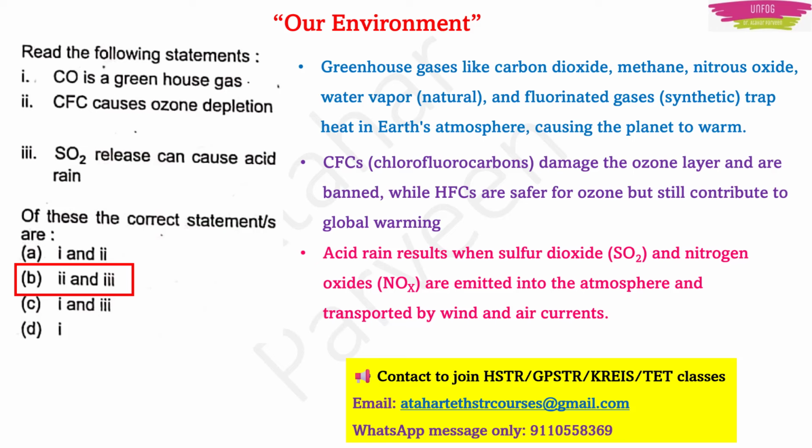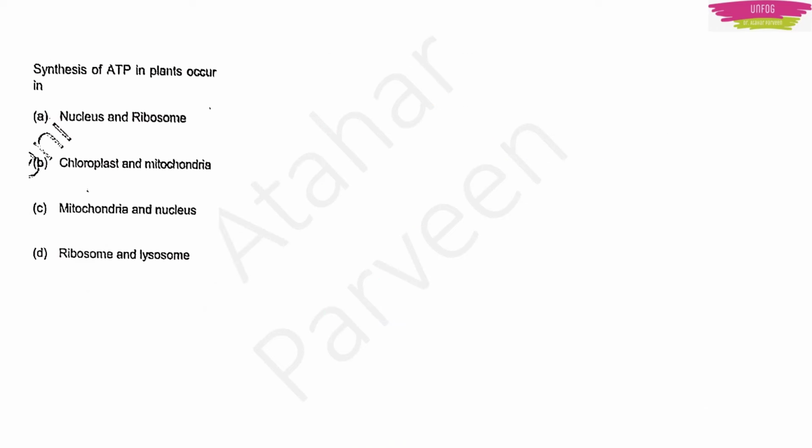Let me give you another example. This is also a question from the 2017 GPSTR question paper. The question is: synthesis of ATP in plants occurs in. Options are nucleus and ribosome, chloroplast and mitochondria, mitochondria and nucleus, ribosome and lysosome.